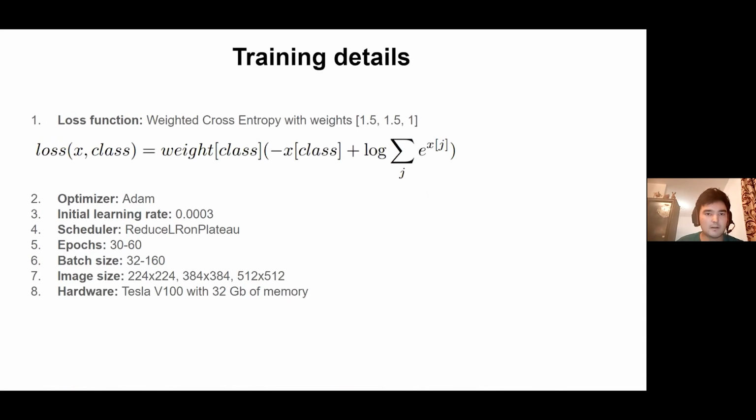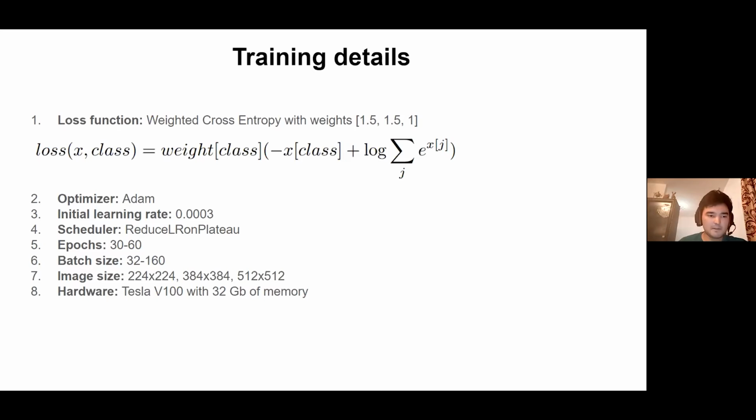Okay, here are some training details. For the loss function, I used weighted cross entropy, with weights of 1.5 for COVID-19 and pneumonia, and 1 for the healthy class. During training, I noticed that on the validation set, my models were doing very well on the healthy images, but not so well on discriminating between COVID-19 and pneumonia. So that's why I decided to punish the models more for incorrectly classifying these classes.